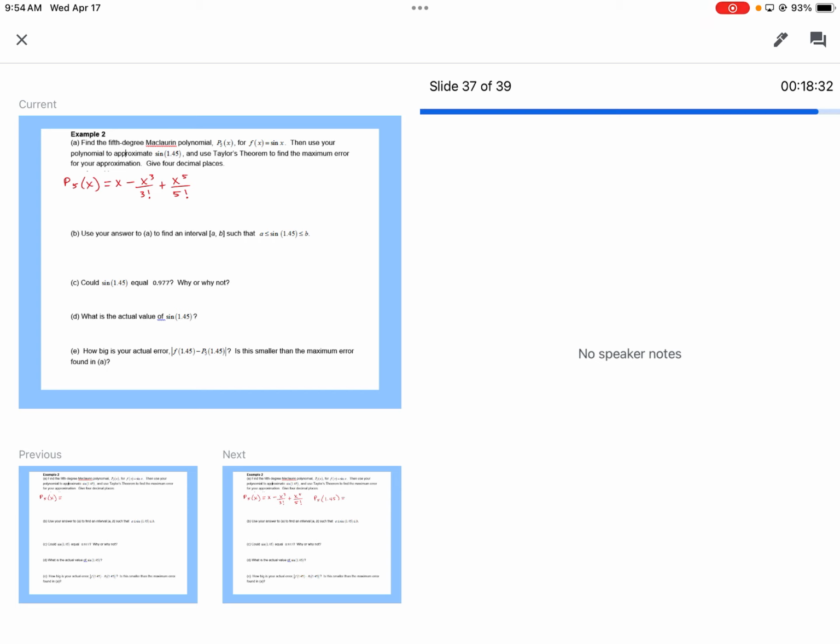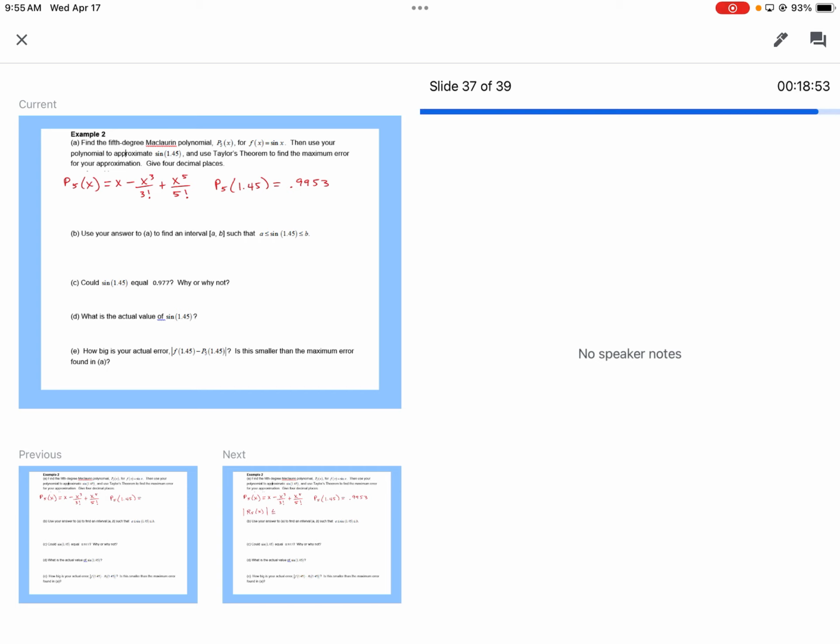Now, part 2, not part B yet. Then use your polynomial to approximate sine of 1.45. What does this mean for me to do? Plug it in to my approximation. Do you all think you could do that in your calculator? Great. Here's our approximation: 0.9953.